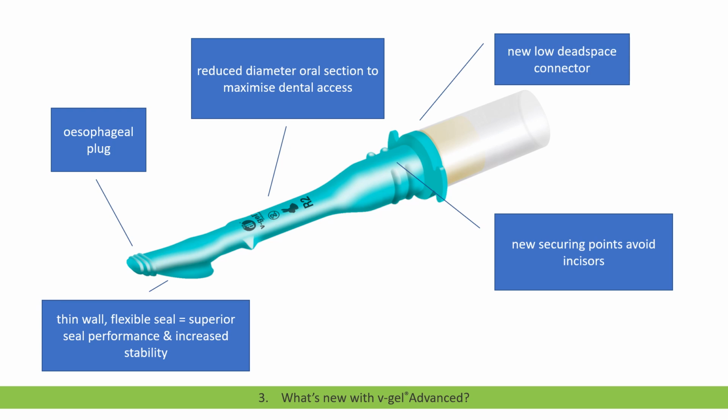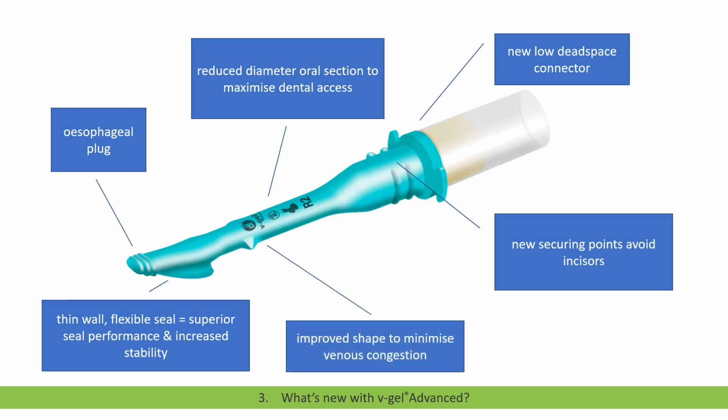Little change with the securing points here to avoid the incisors, and that makes the v-gel easier to insert. And we've changed the ventral aspect of the device slightly to take even more pressure off the vessels at the base of the tongue, and that minimizes lingual venous congestion.